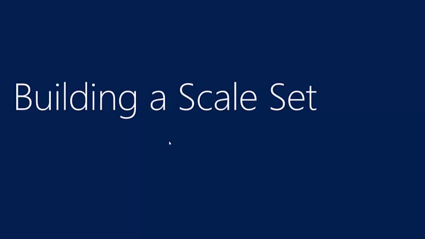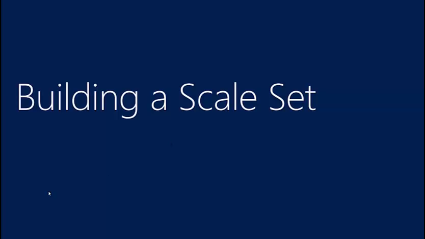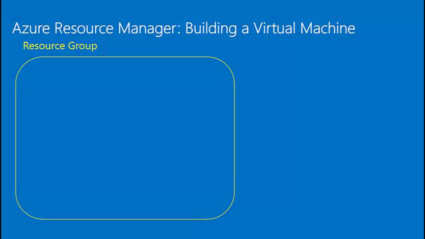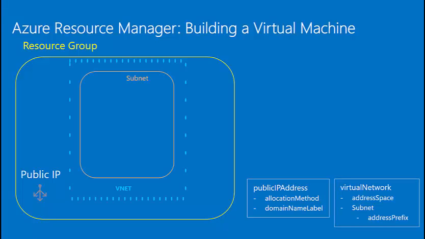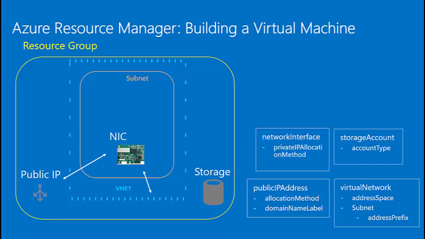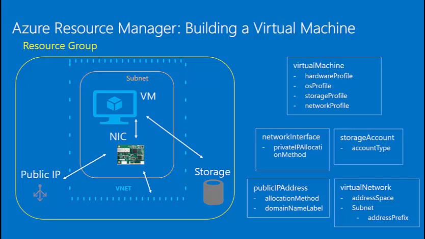I glossed over all the details of what this template was, so now let's look in more detail. The way to start is a quick review of how you build a virtual machine in Azure Resource Manager. You start by declaring a resource group, and then within that resource group, if your virtual machine needs a public IP address, you declare one of those, and you create a VNet with a subnet. You create a storage account, or you can use an existing one, and then using the public IP address and the VNet, you define a network interface. Then you can define your virtual machine, which depends on the network interface card and the storage account. So that's how you build up a single virtual machine.